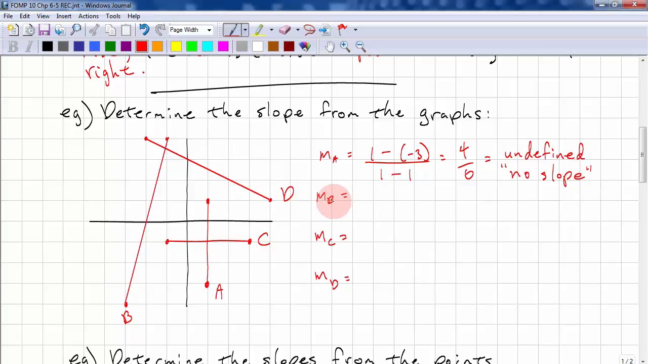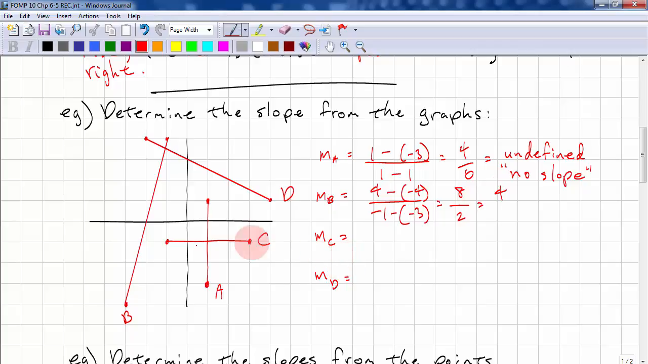The slope of B. So y2 is up here, and that's 4. y1 is down here, that's minus negative 4. x2 is negative 1. And x1 is negative 3. So we have 2 negatives make a positive, so that's 4 plus 4, that's 8. 2 negatives make a positive, so this is 3 minus 1, that's 2. And the slope is 4.